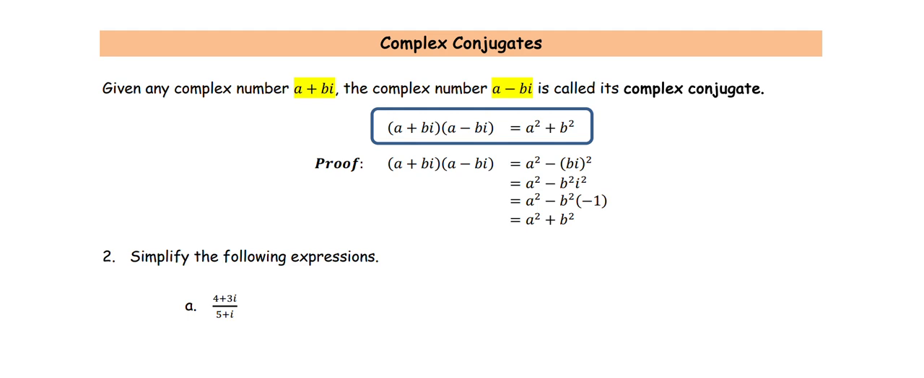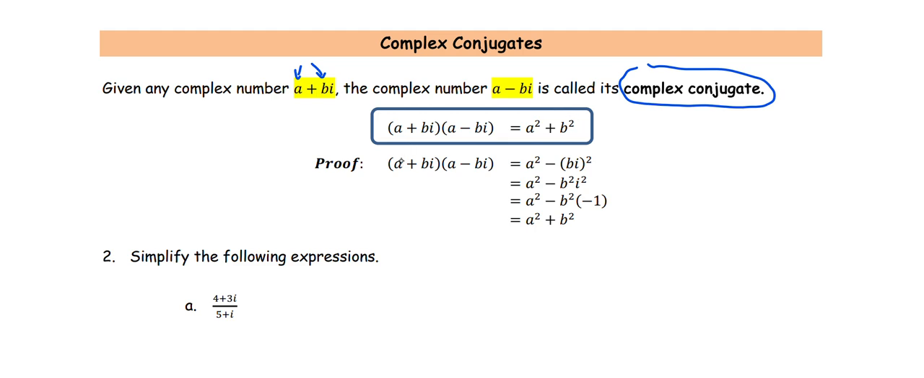Complex conjugate. Any complex number a plus bi, where a and b are real numbers. The complex number a minus bi is called its complex conjugate. When you multiply a plus bi and its conjugate a minus bi, the result is a squared plus b squared.